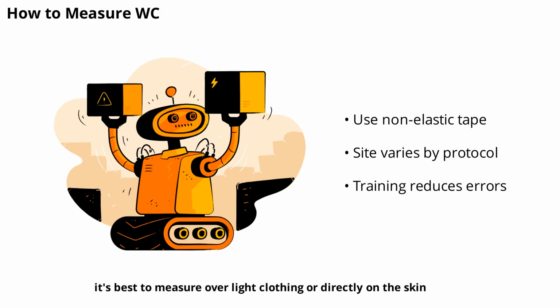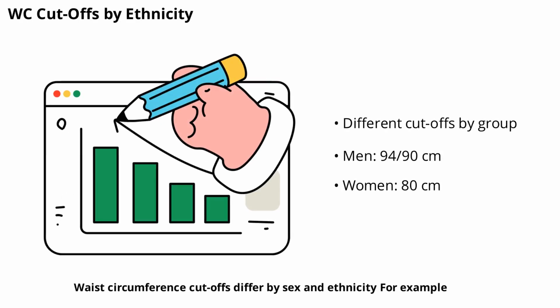For accuracy, it's best to measure over light clothing or directly on the skin, and to subtract clothing thickness if needed. Proper training is essential to minimize errors, especially in very obese individuals where locating the true waist can be challenging. Waist circumference cutoffs differ by sex and ethnicity.